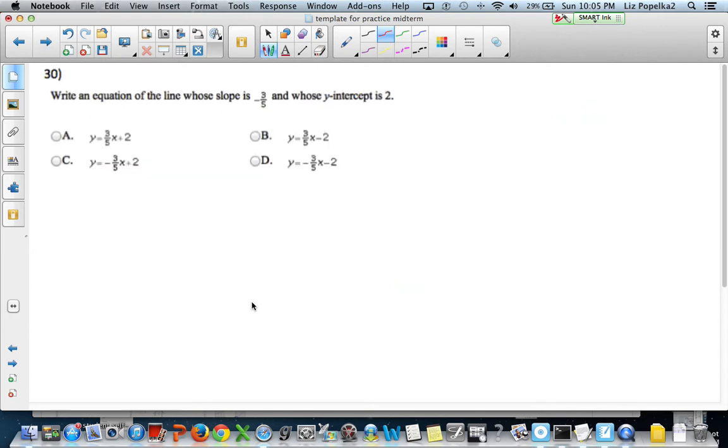Number 30, find an equation whose slope is -3/5 and whose y-intercept is 2. We really don't even have to do any work for this one. It's simply going to be the one where we have a -3/5 in front of the x. So this is a +3/5, so that can't be it. That's a +3/5. If the y-intercept is a +2, this can't be it because that's got a -2. So it has to be C.